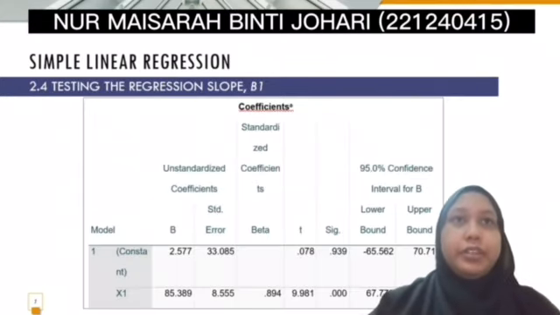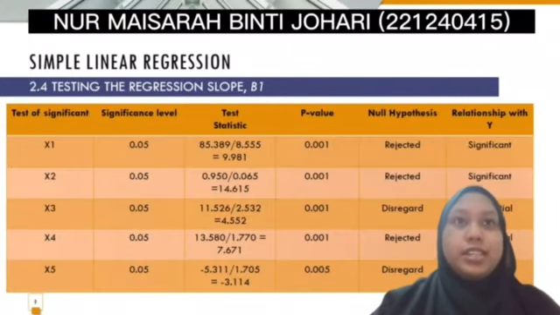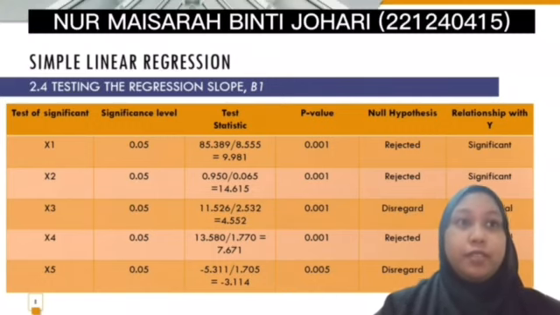2.4 testing the regression slope b1. There are tests of the significant relationship with y. We take one data, x1, with 0.05 as the significance level. The test statistic is 9.981. The p-value is 0.001. The null hypothesis is rejected and the relationship with y is significant.